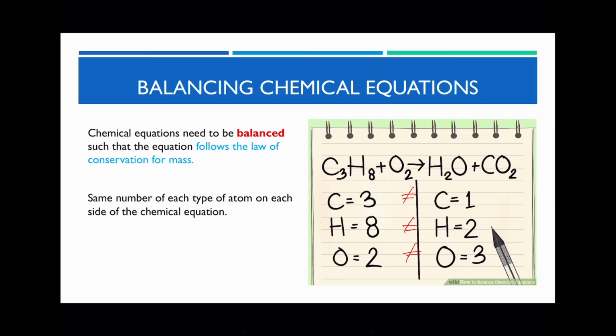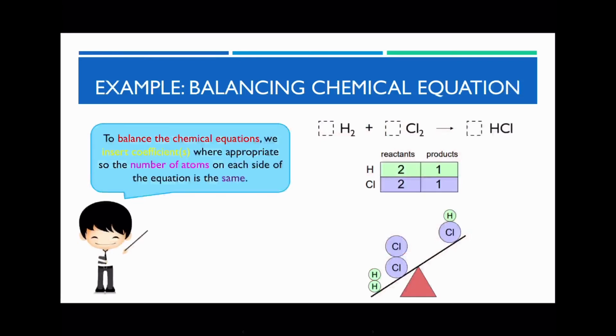If this is the case, then this particular chemical equation is considered to be unbalanced. I've drawn that little scale just to show you that the total masses of each of these atoms are heavier on the left-hand side than the right-hand side. So we need to actually balance it. In this example shown below, I'm showing you how we could balance the chemical equation. If you look at the speech bubble on the left-hand side, the way that we balance the chemical equation is that we insert a coefficient, meaning a number in front of the chemical formula, so that the number of atoms on each side of the equation is the same.